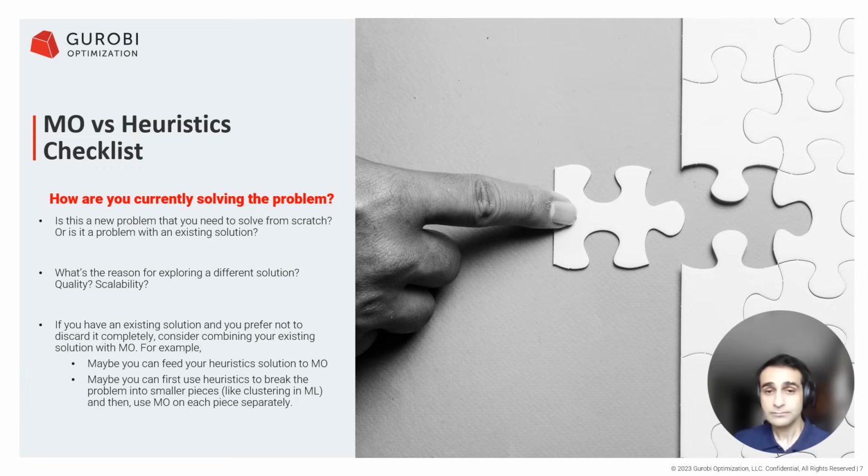Or maybe a heuristic approach that decomposes the problem into smaller, more manageable subproblems. And then MO can be used on each of those. And next, you can combine the solutions of each subproblem to get your final answer. So remember, it's not always either or. Mixing heuristic and MO is also an option.